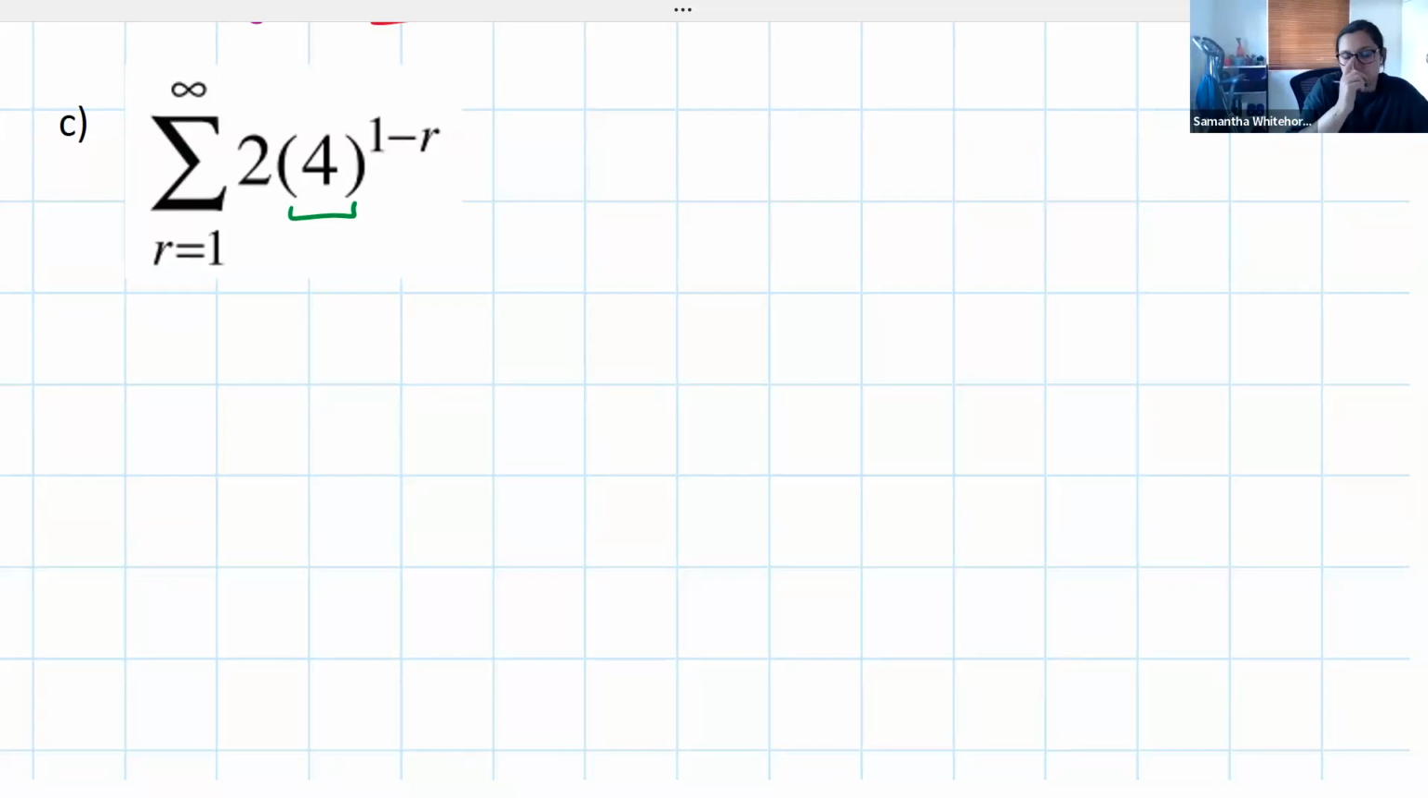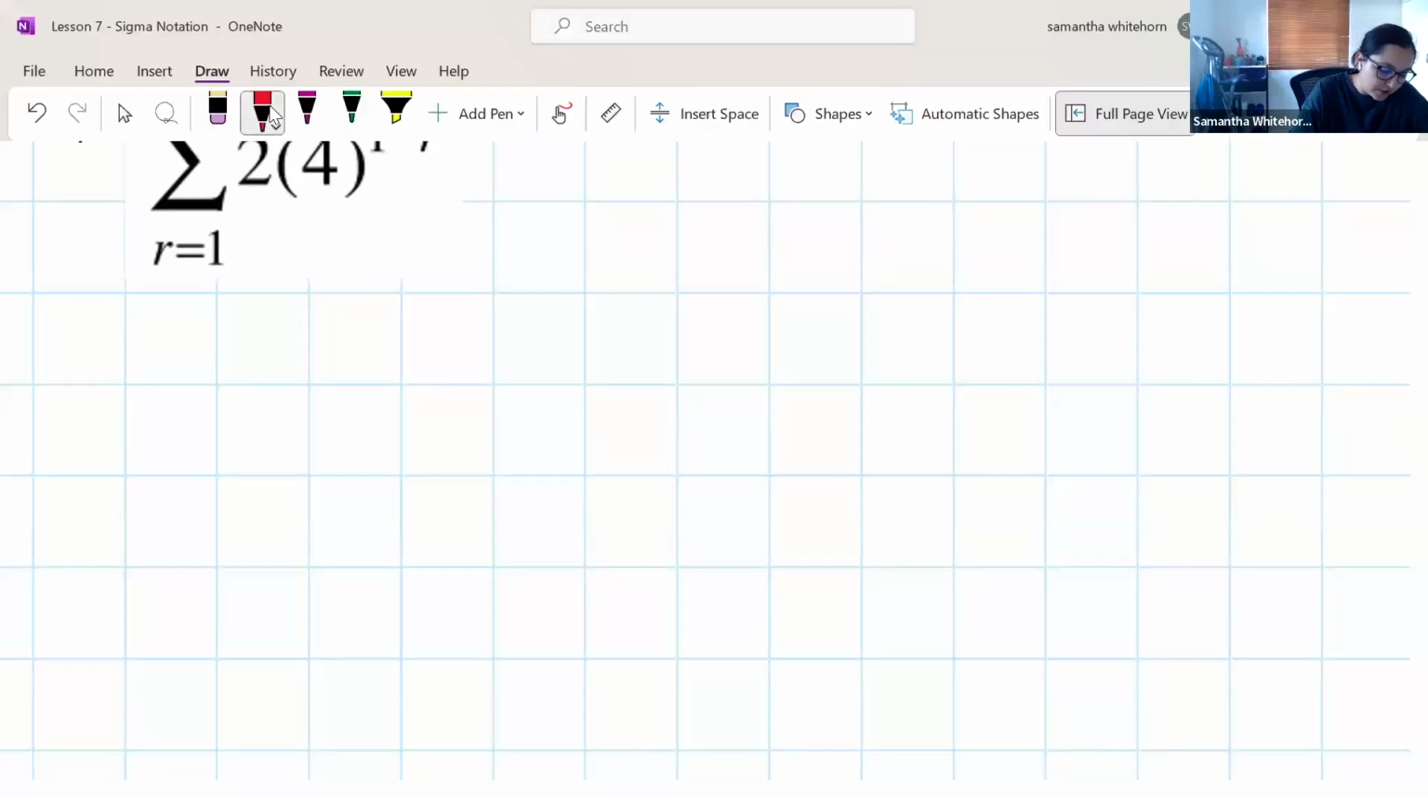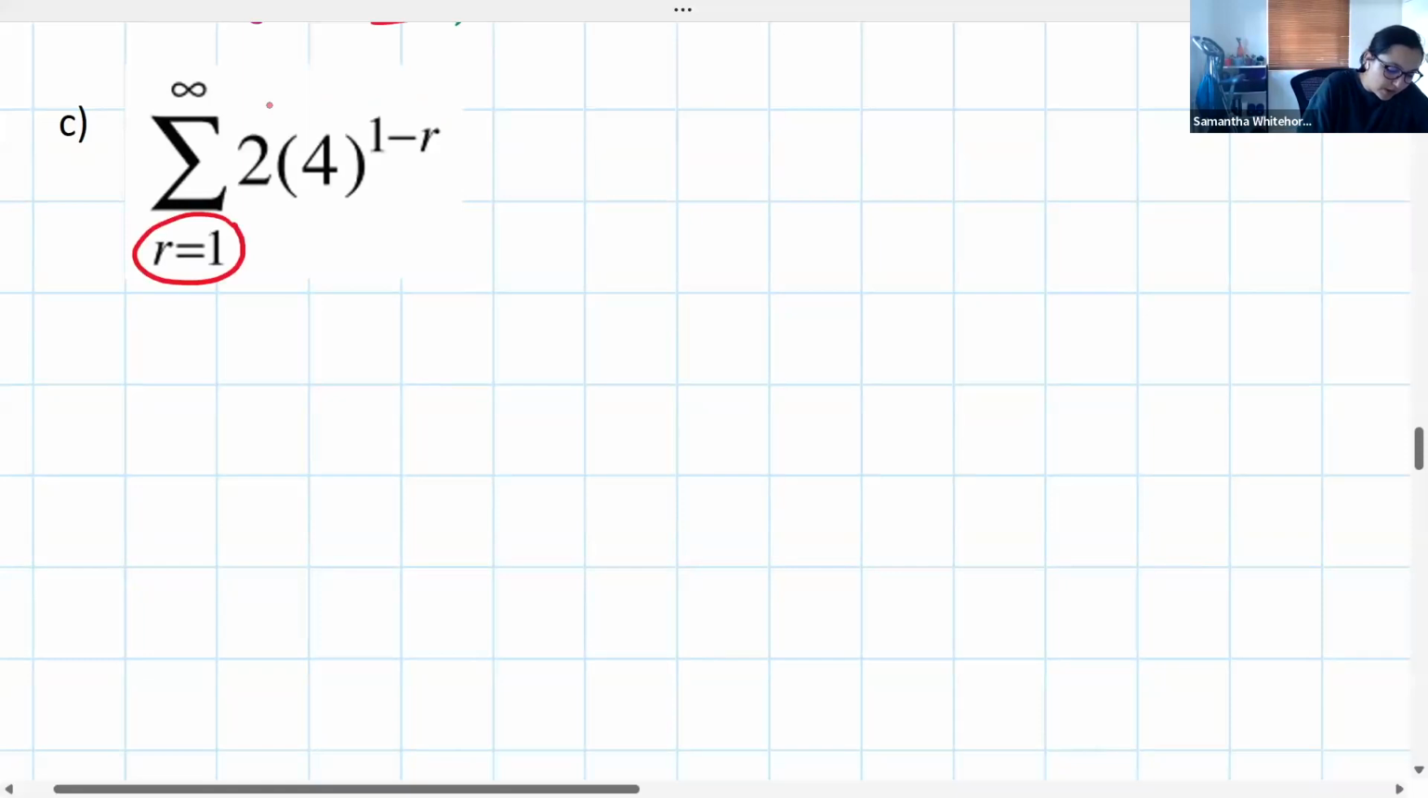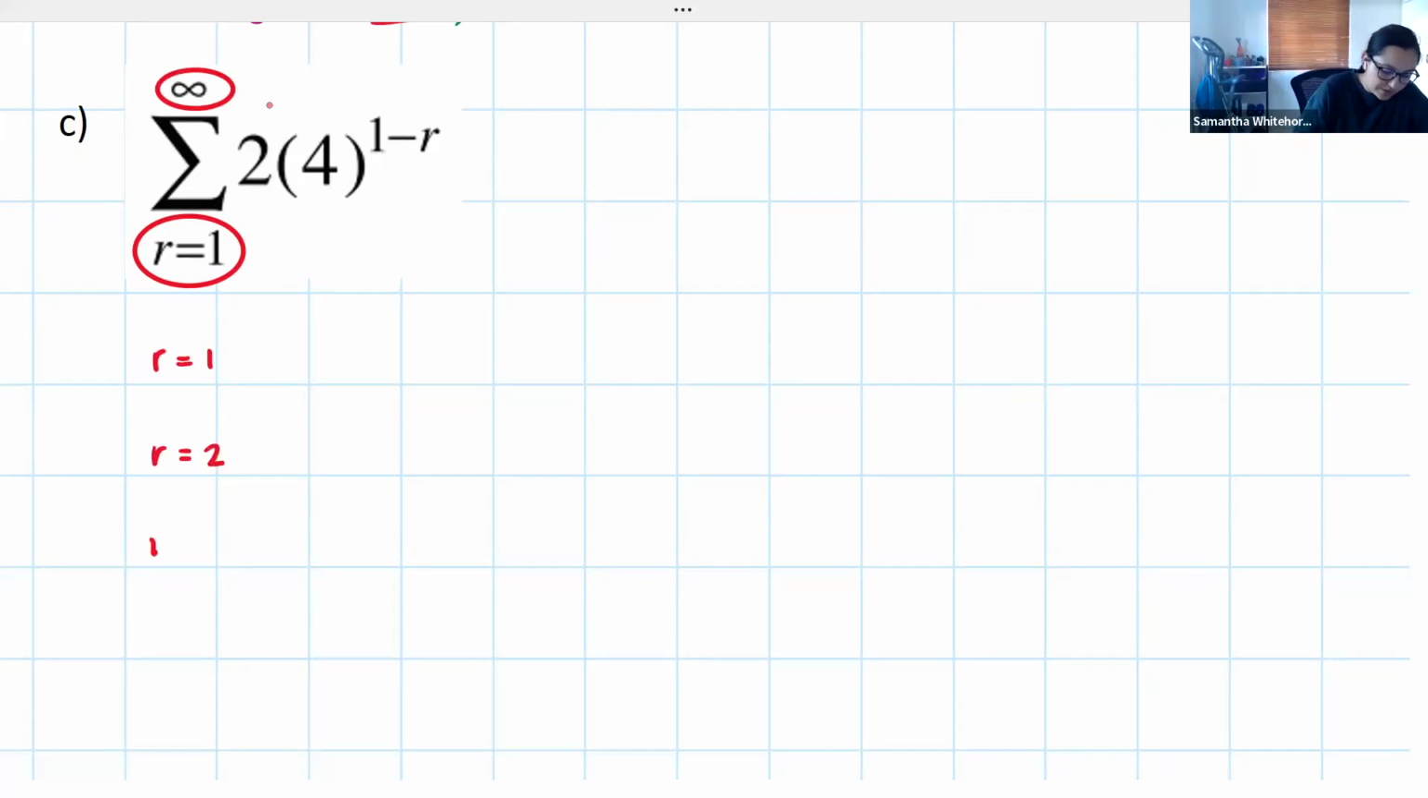But this is why it's so important to substitute to find your first 3 terms. Right, so what I want you guys to do is quickly find the first 3 terms for me. We know R is equal to 1. We know we're adding up to infinity. So we want to substitute R equals 1, R equals 2, R equals 3 to find our first 3 terms. So do that for me, and then we'll have a look at what we're dealing with. Again, I want the first 3 terms here.